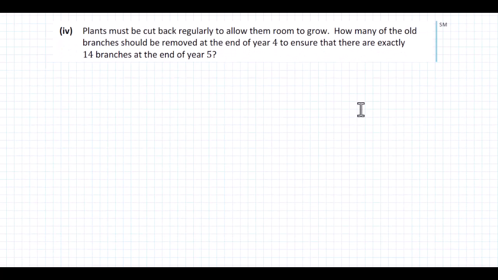Okay, let's look at the last part then. Plants must be cut back regularly to allow them room to grow. How many of the old branches should be removed at the end of year 4 to ensure that there are exactly 14 branches at the end of year 5?